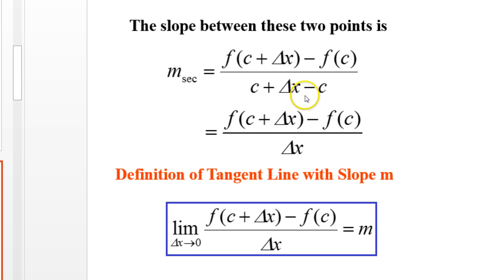So the slope between the two points is actually the difference quotient. It's going to be the limit as delta x approaches 0 of f of c plus delta x minus f of c, which is just the difference in the y's, like delta y, over delta x. That would equal the slope. So that's where the slope actually comes into play.